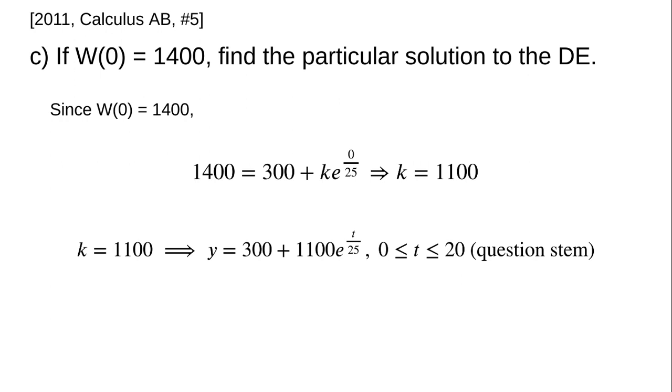And again, this is only expected to be good on the interval from 0 to 20. That is from the question stem. You should include that. You may fail to earn a point if you don't specify the restricted domain, which was given in the question stem. You may be expected to refer back to that information later.